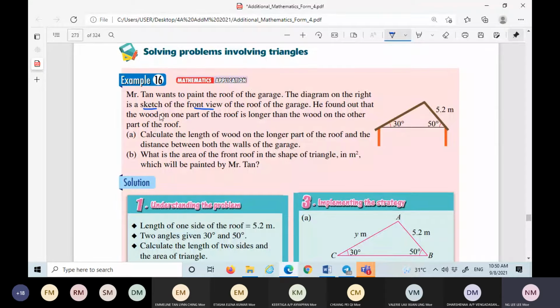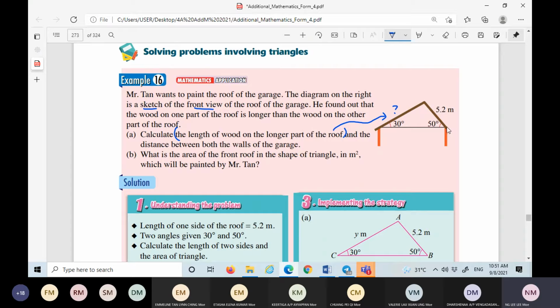So you see, he found out that the wood on one part of the roof is longer than the wood on the other part of the roof. This is the roof, so this one is longer than this one. So this is what he is trying to say. Then calculate the length of wood on the longer part of the roof. This one, they are asking for this. This one is the longer one, this one is the shorter one.